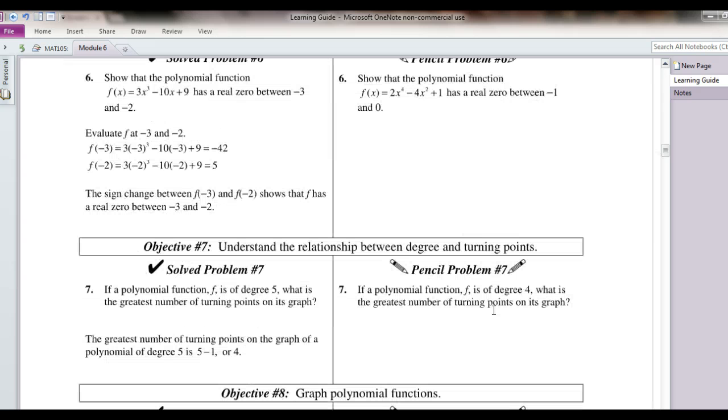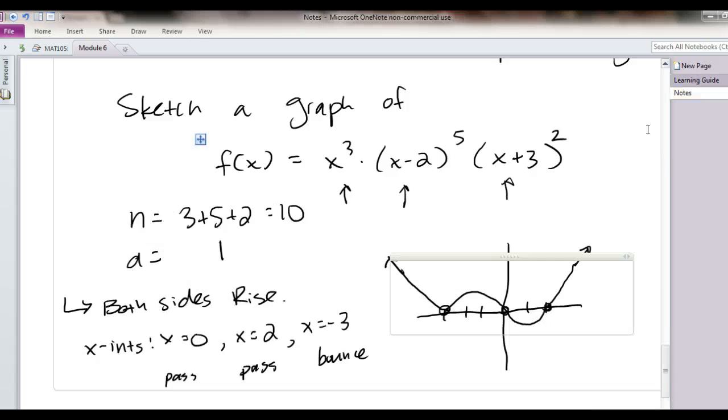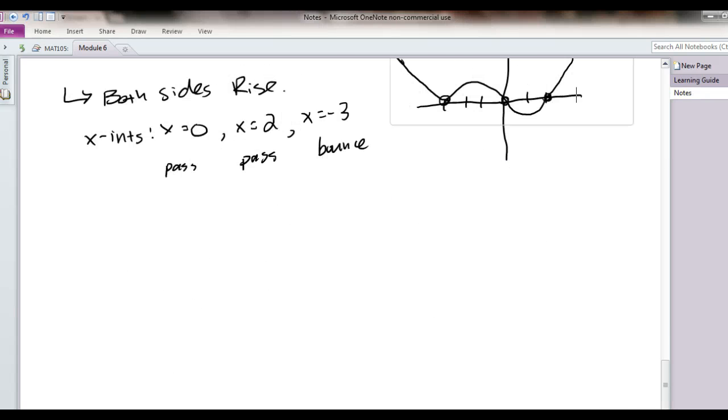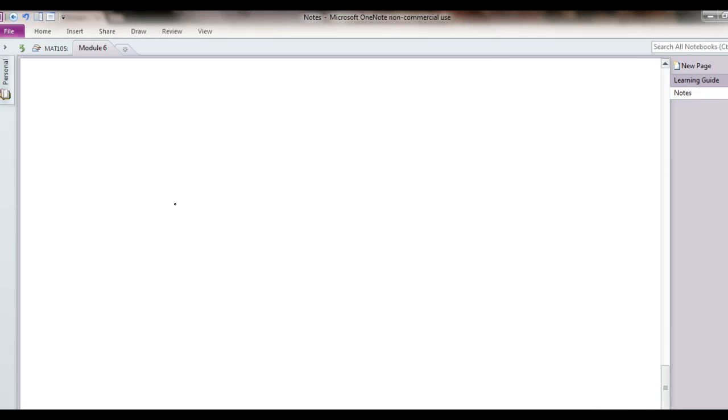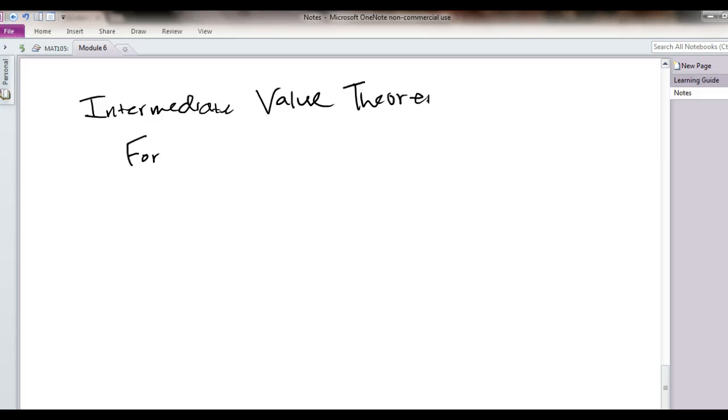Okay, the intermediate value theorem is pretty nice. Let me give you a quick idea about what that means. This is a nice theorem. For any polynomial, this is the intermediate value theorem. I'm going to say for any polynomial, but this actually works for any continuous function.